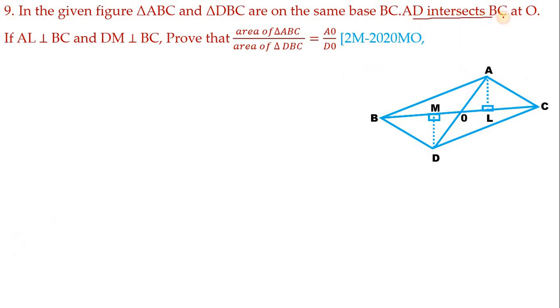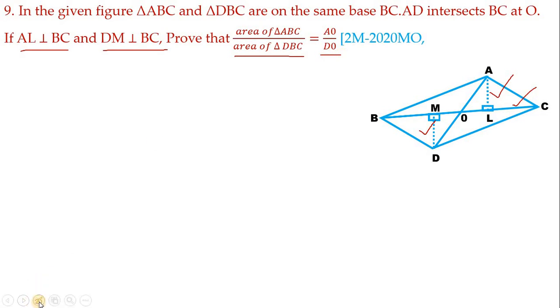And AD intersects BC at O. AD is this line. This line intersects BC at O. This is point O. Both diagonals are intersecting at O. As well as they also set AL perpendicular to BC. AL is perpendicular to BC line and DM perpendicular to BC. This side is perpendicular to BC. Now we have to prove that area of triangle ABC by area of triangle DBC is equal to AO by DO.